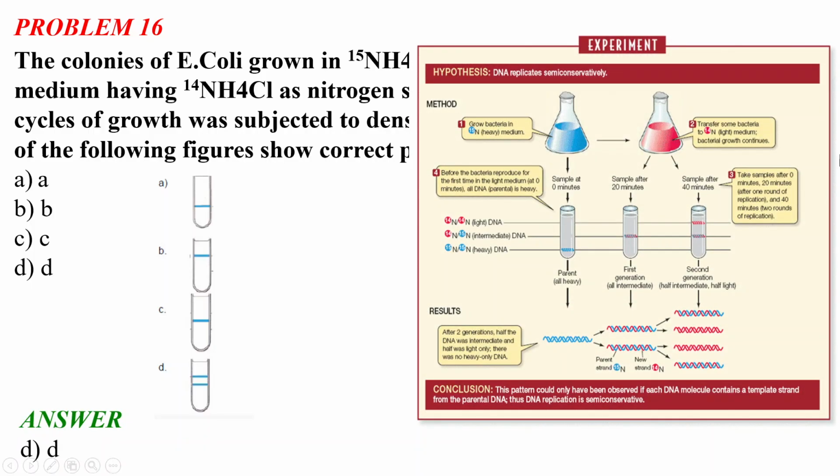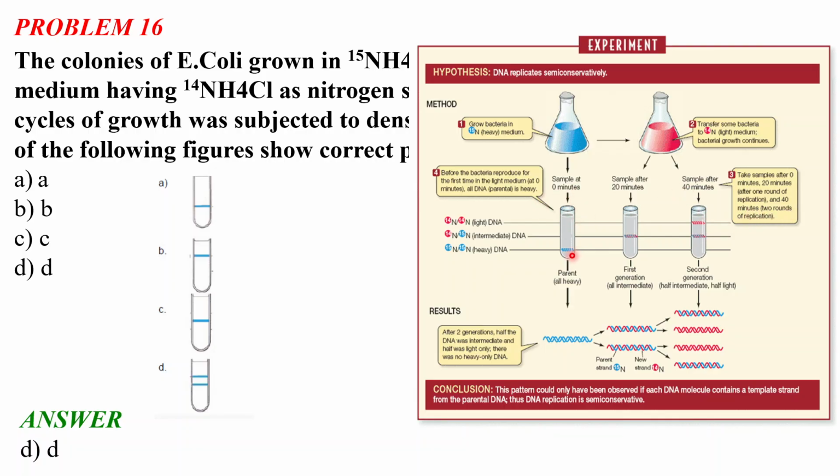This experiment shows that DNA replicates semi-conservatively. The bacteria grown in the blue one is the heavy nitrogen medium, and the red one is the light nitrogen medium. So we grow bacteria in heavy nitrogen medium and transfer a few to the light nitrogen medium. So what will happen? We take samples after 0 minutes, 20 minutes, and 40 minutes, that is, after 2 rounds of replication.